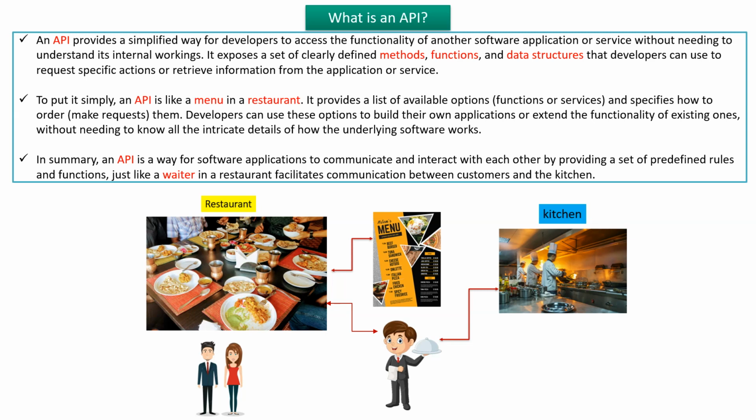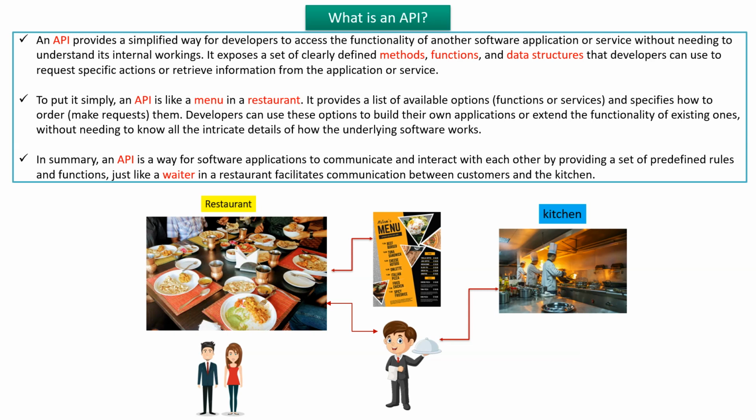An API exposes a set of clearly defined methods, functions, and data structures that developers can use to request specific actions or retrieve information from the application or service. To put it simply, API is like a menu in the restaurant. It provides a list of available options and specifies how to make a request. And developers can use these options to build their own applications or extend the functionality of existing ones without needing to know all the intricate details of how the underlying software works.